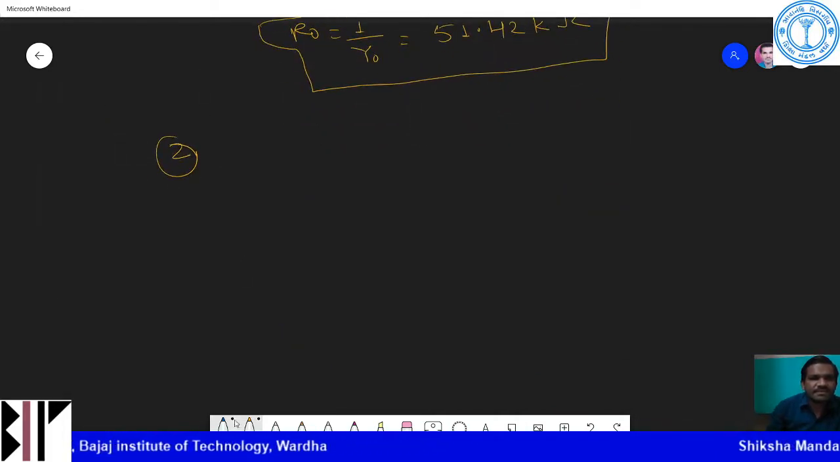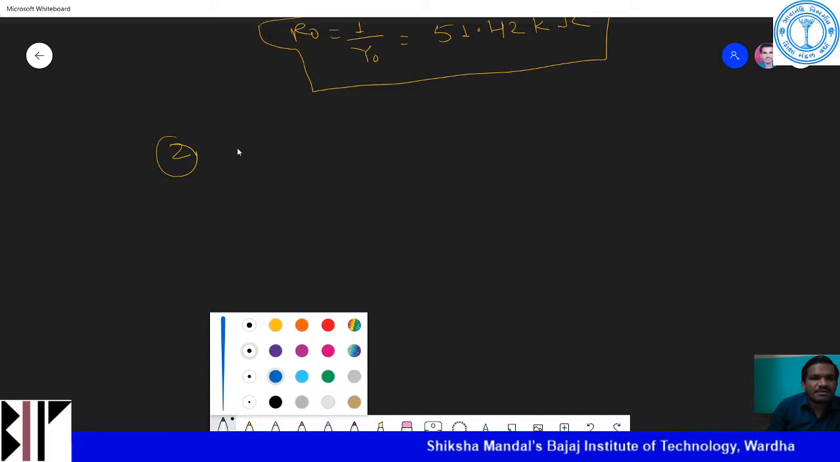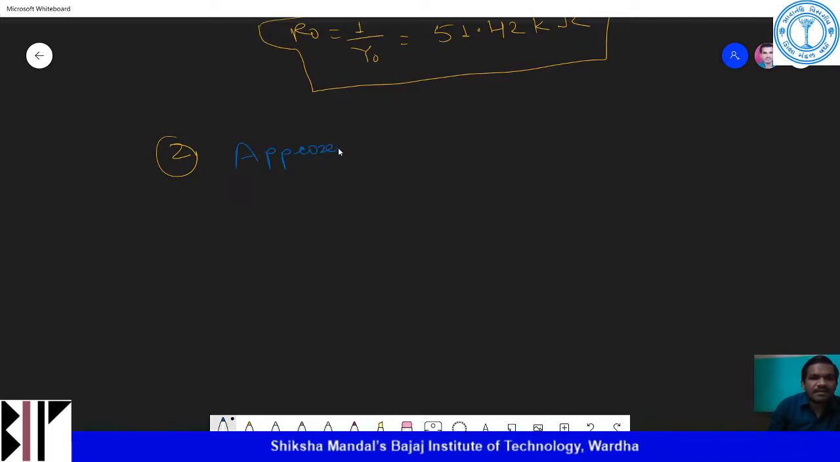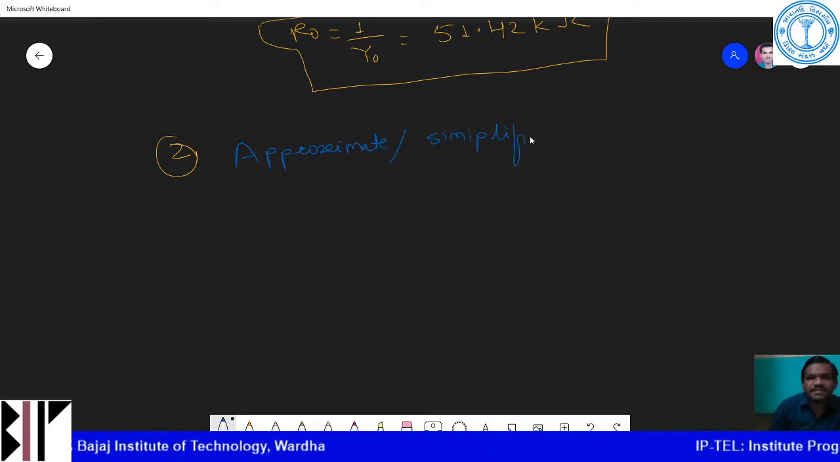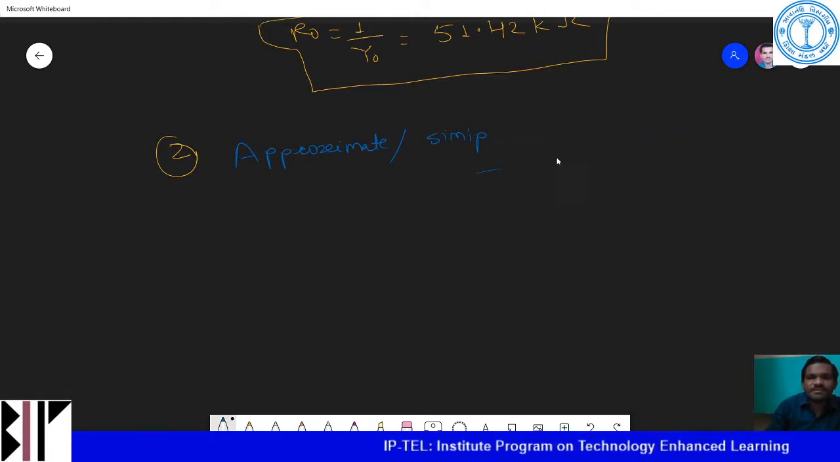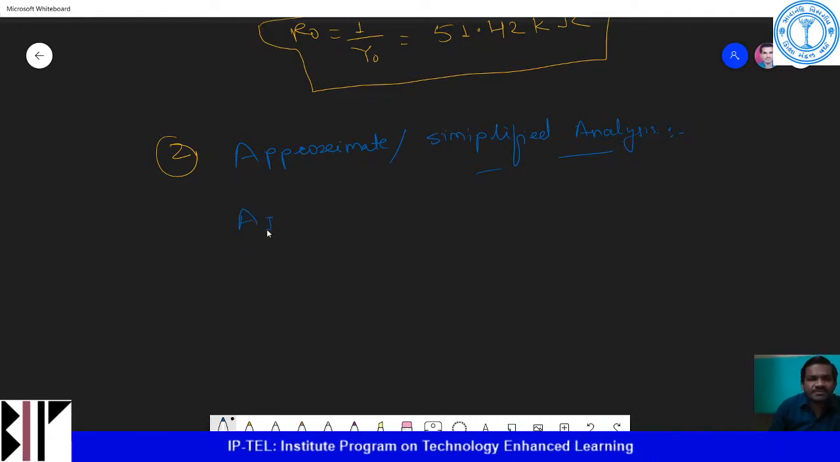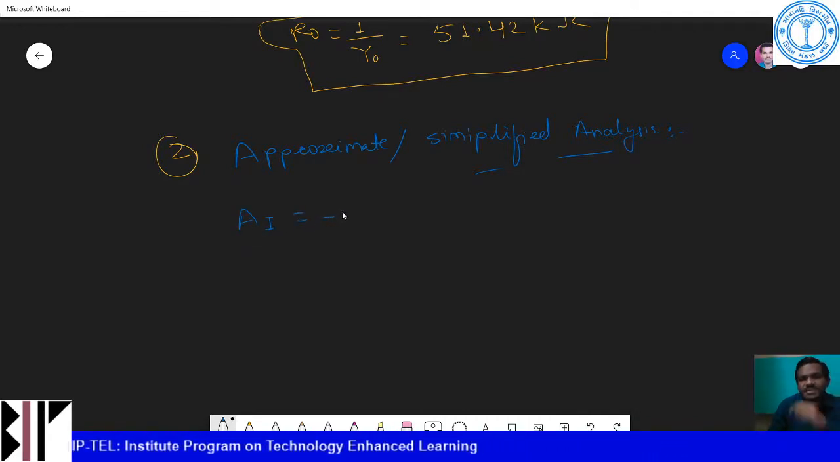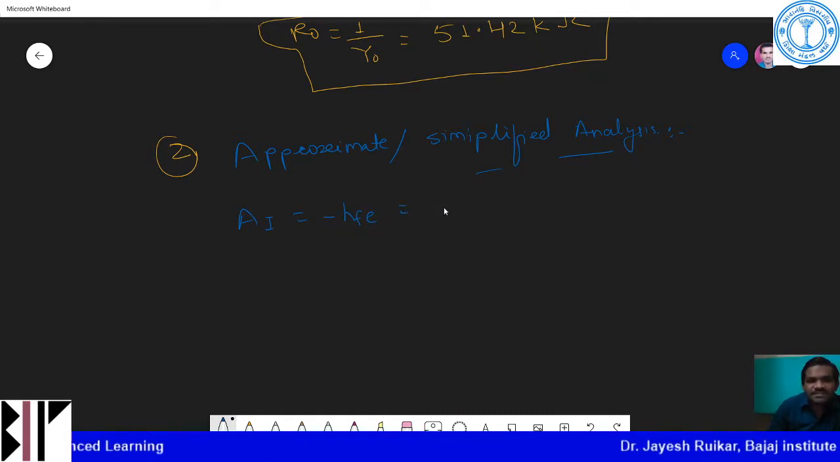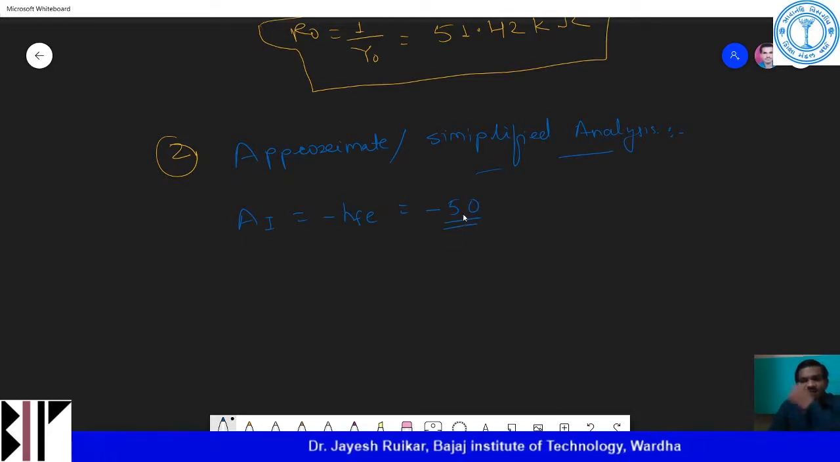Second method, that is approximate or simplified analysis. I will directly put the values. AI in the approximate analysis, our current gain, is nothing but minus of HFE. And what is HFE? The 50 has been given, so minus of 50. If you compare this value with the earlier AI, it's nearly approximate. Okay, so I will take this value.